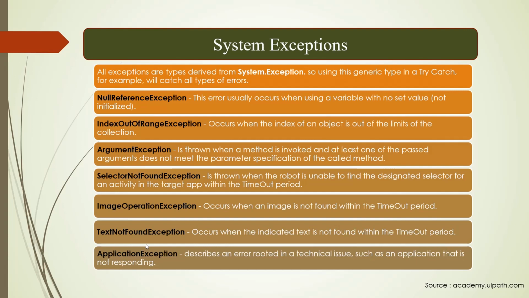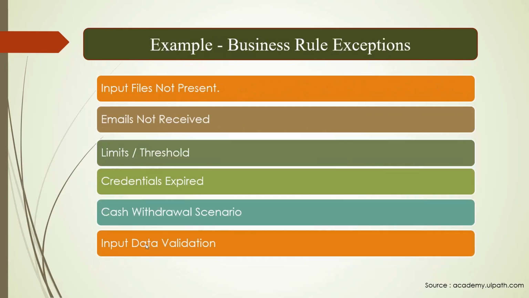Okay, so I hope now you have a clear understanding of error versus exception, and in exception, system exception versus business rule exception. To clarify more, I have given some real-time examples of the business rule exception. I'll just go one by one.